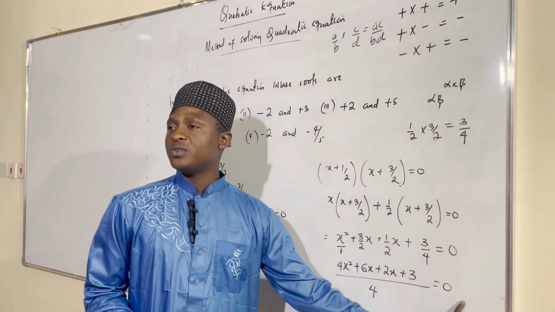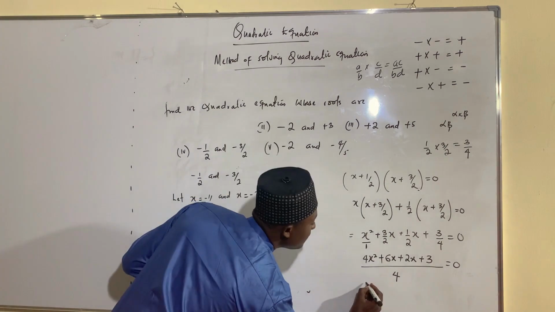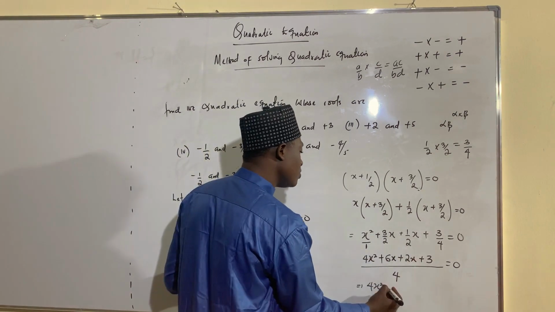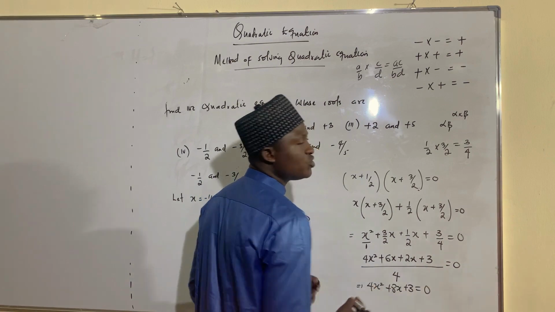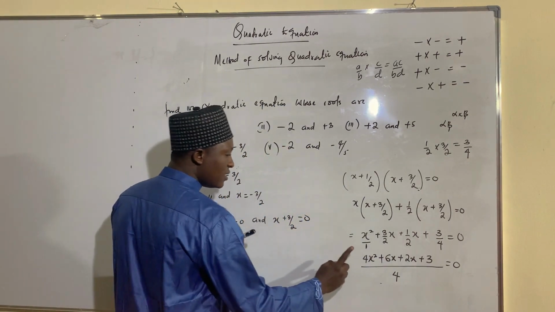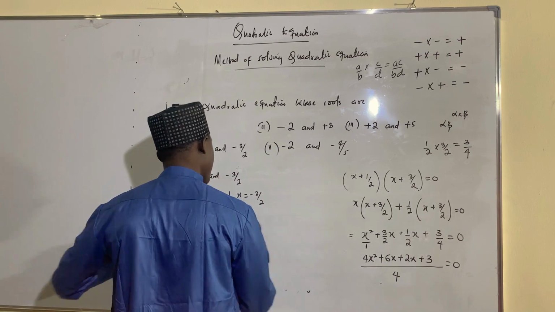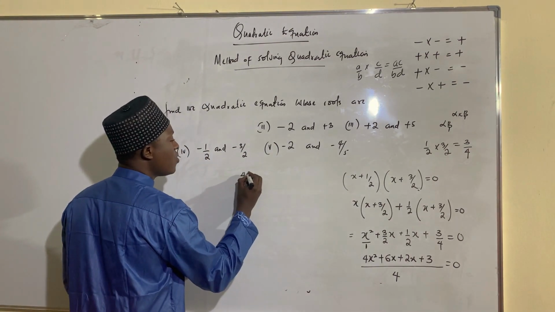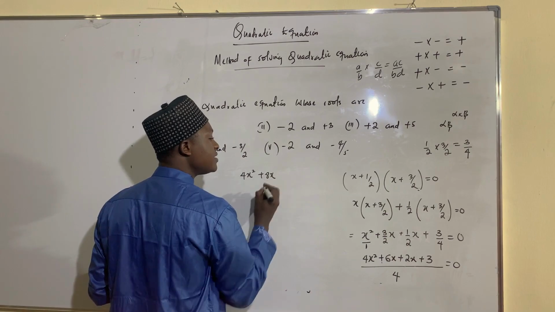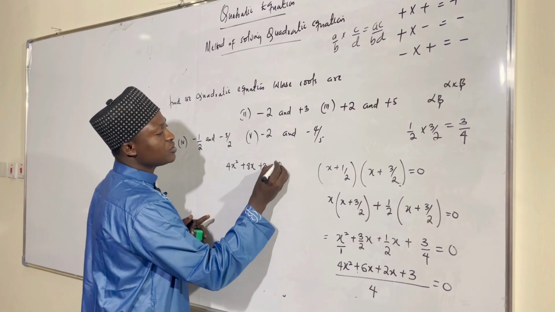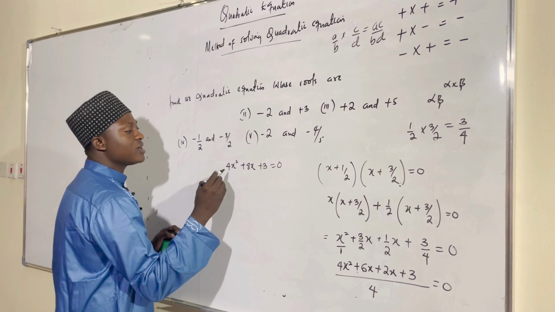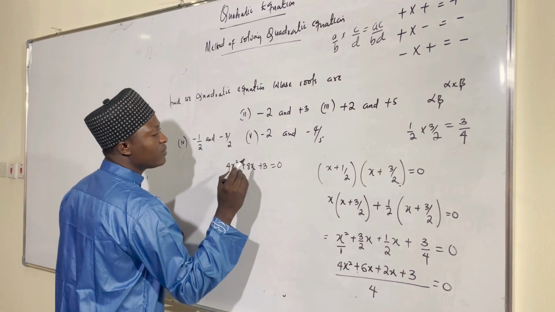You can see if 4 multiplies 0, we are going to have 0. That means we have already cleared the fraction. So what we have left now is 4x squared, 6x plus 2x. That's going to be 8x plus 3. Everything is equal to 0. Now, let me write it here so that it's better. 4x squared, that's what we have for the first term. We have 4x squared, look at it, 6x plus 2x, that's going to be 8x, then plus 3 is equal to 0. So we can see if 4 multiplies 0, of course we are going to have 0. That means our result is going to be 4x squared plus 8x plus 3 is equal to 0.